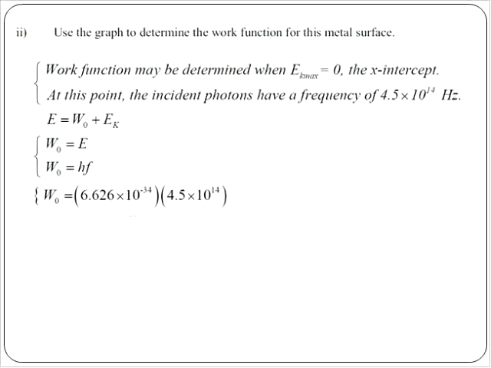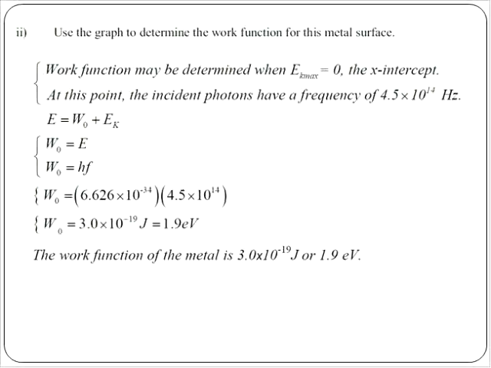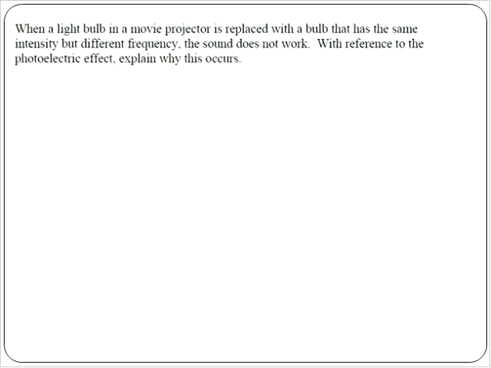You take this f, that's the x-intercept on your graph. That was the minimum frequency. That was when EK was 0. So you do that, there's your answer. And again, you'll notice it's given in joules or electron volts because it doesn't matter which units you use. They're both acceptable.